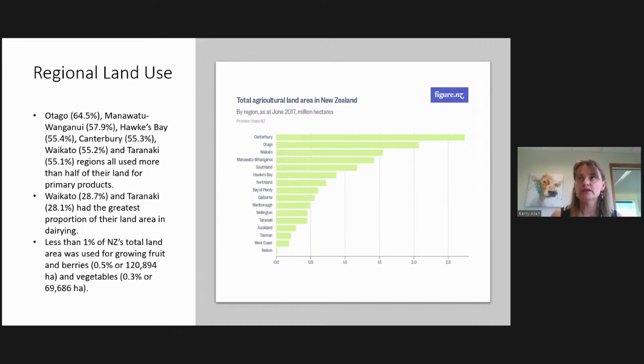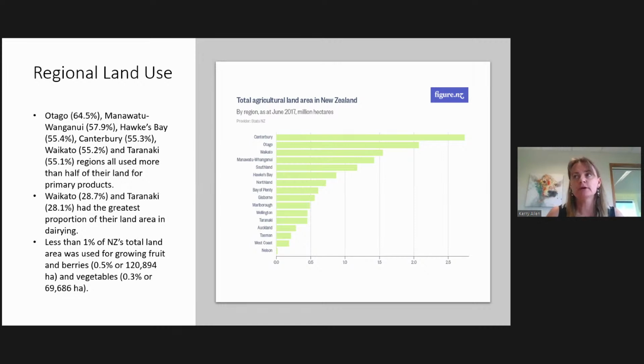Now, the numbers on the left-hand side where it says Otago is the highest, that is including all horticulture and cropping and forestry as well. Okay, so the graph on the right-hand side doesn't include forestry, so it's just a slight tweak there, and that's why the numbers are different.